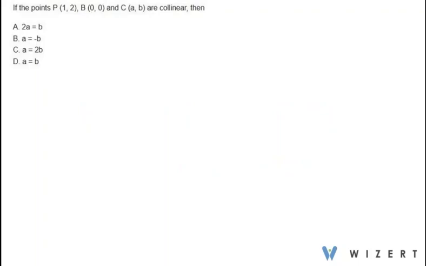We have this question here. If the points P(1, 2), B(0, 0) and C(a, b) are collinear, then we have to determine the relationship.